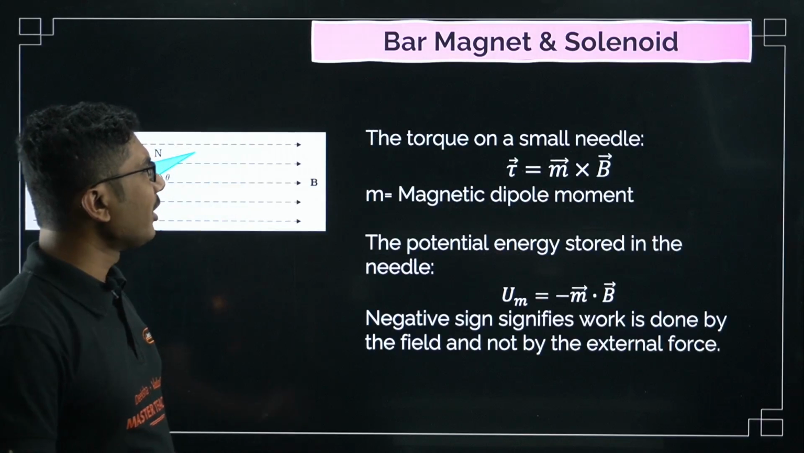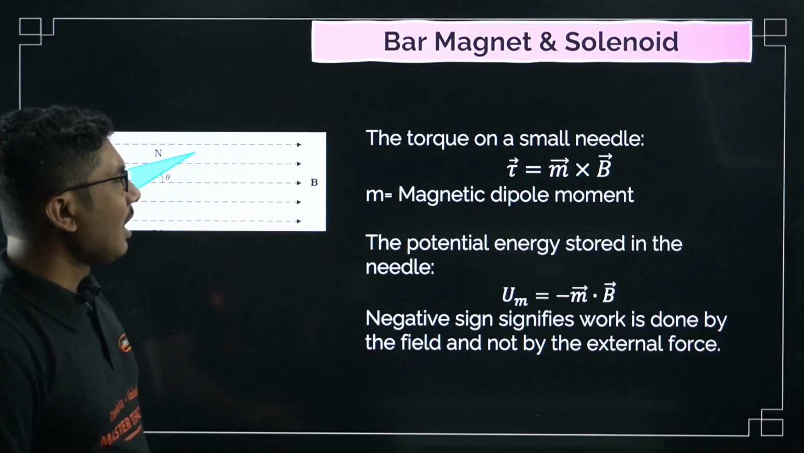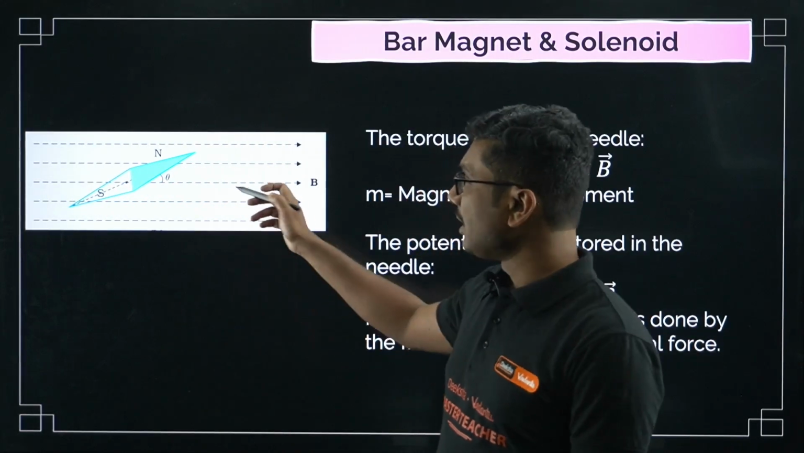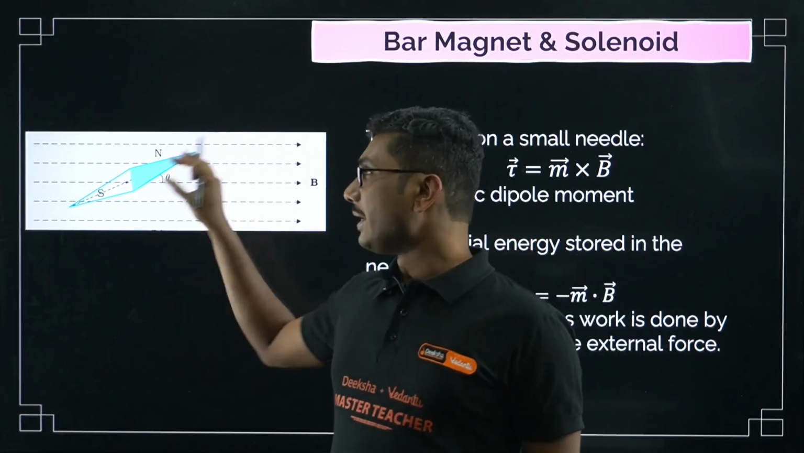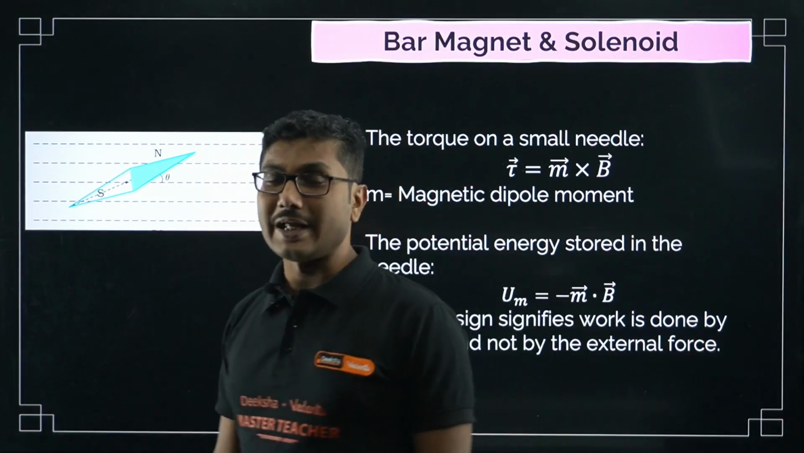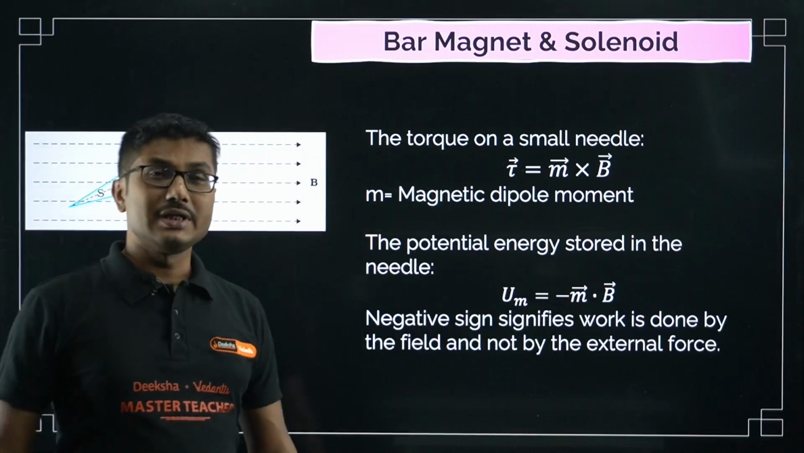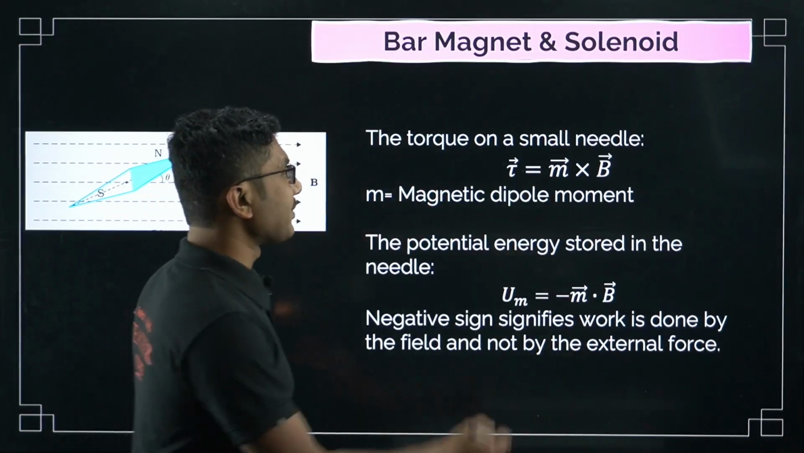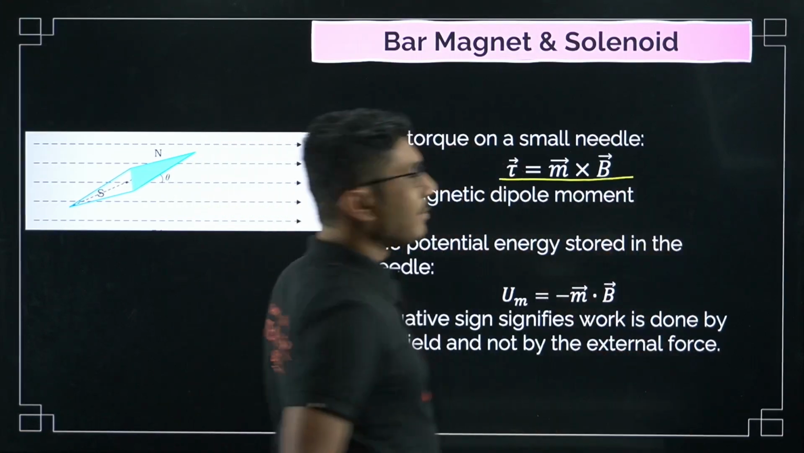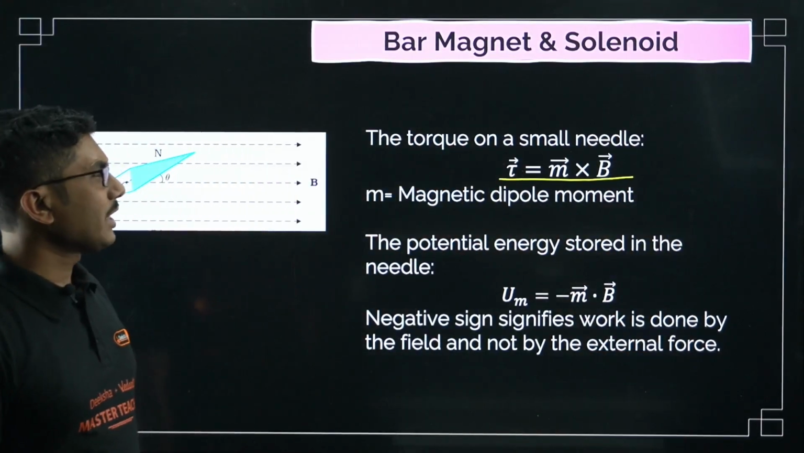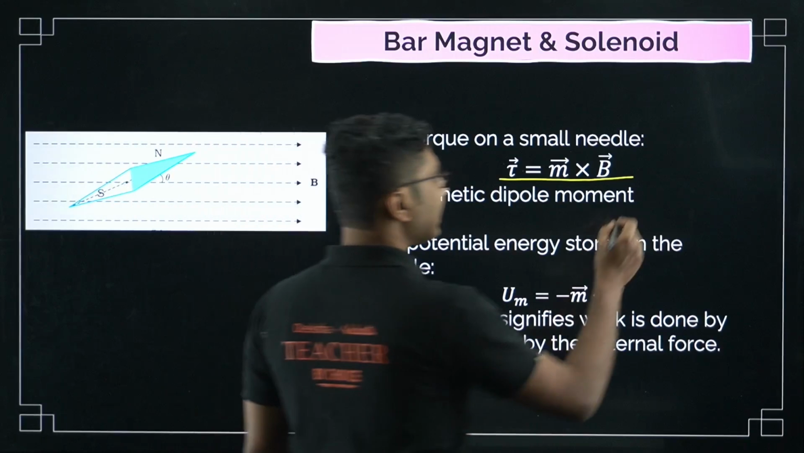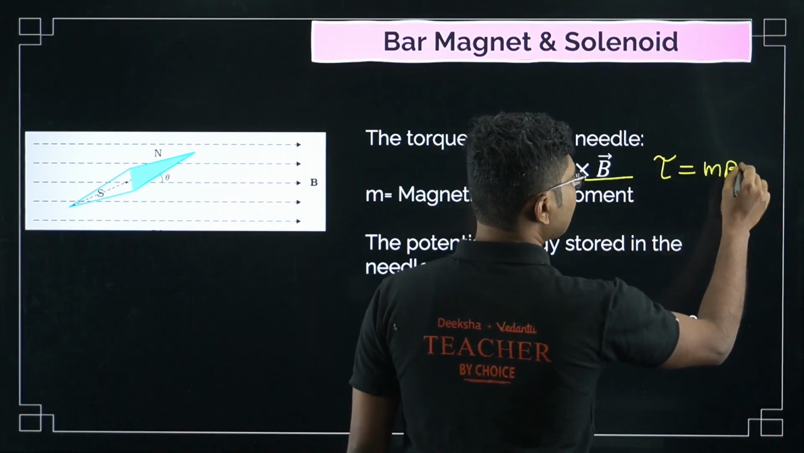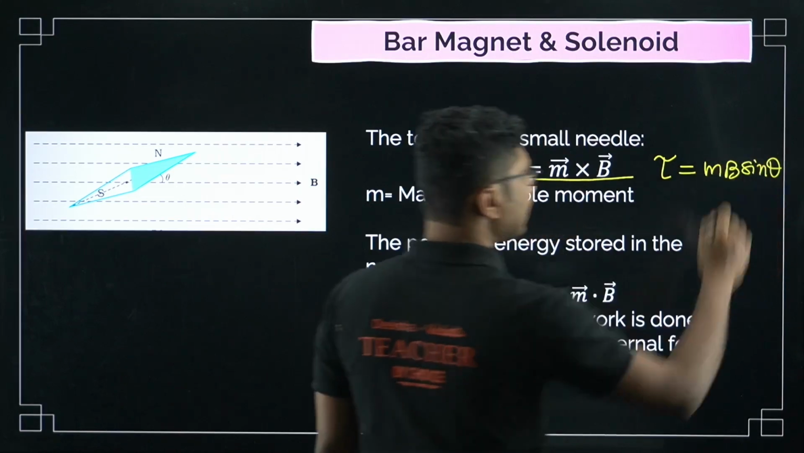Now next, move on. The torque on a small needle. The torque acting on a small needle like this. This is a magnetic needle. When you keep a magnetic needle in the presence of an external magnetic field, it obviously experiences a torque similar to that of the electric field, and that expression is given by tau is equal to m cross b. Cross product. So m cross b, or mb sin theta in scalar form, tau is equal to mb sin theta. This is the torque.